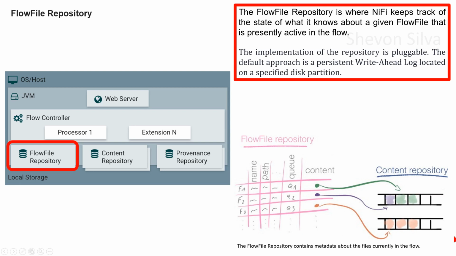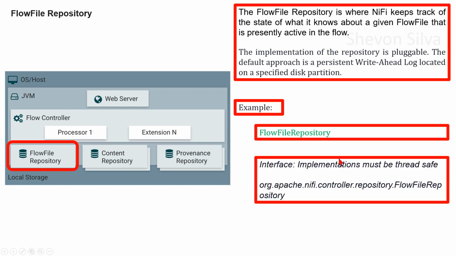The FlowFile repository gives us the most current state of the flow, thus it's a powerful tool to recover from an outage. NiFi provides another tool to track the complete history of all the flow files in the flow: the provenance. As an example, we can consider the interface FlowFile repository.